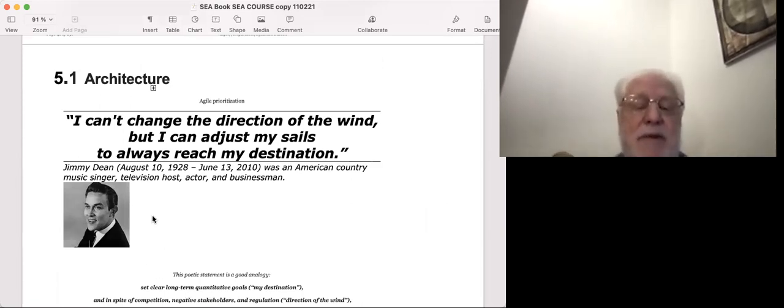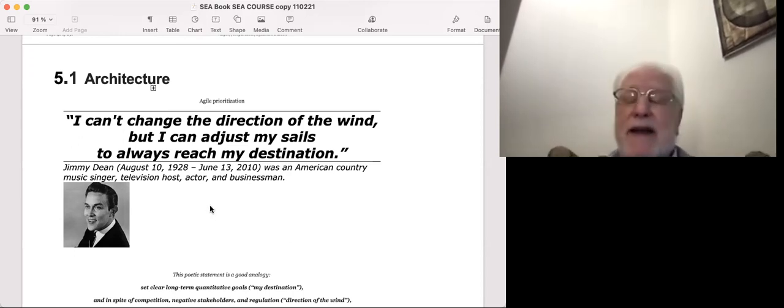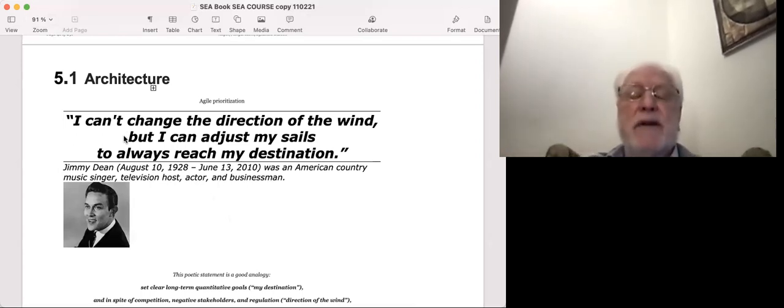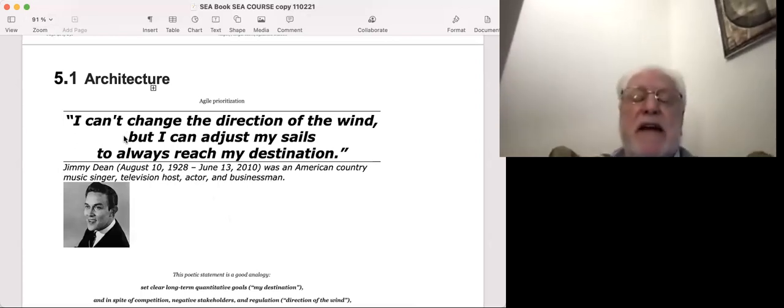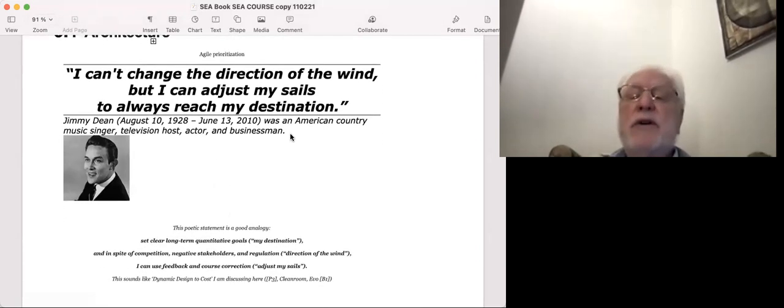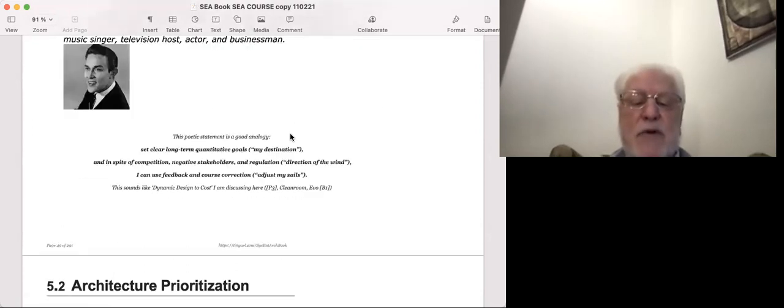So Jimmy Dean, not James Dean, had a wonderful quotation I bumped into, and why he of all people should have such a lovely quotation, I don't know, but probably he sailed sailboats. I can't change the direction of the wind. These are all these forces like the EU laws and the government and the budget, but I can adjust my sails to always reach my destination. The destination is the set of critical stakeholder values that you're trying to deliver by the means of your architecture, but adjusting the sails is this prioritization process. So I thought that was a wonderful little sailing analogy for what we're talking about.